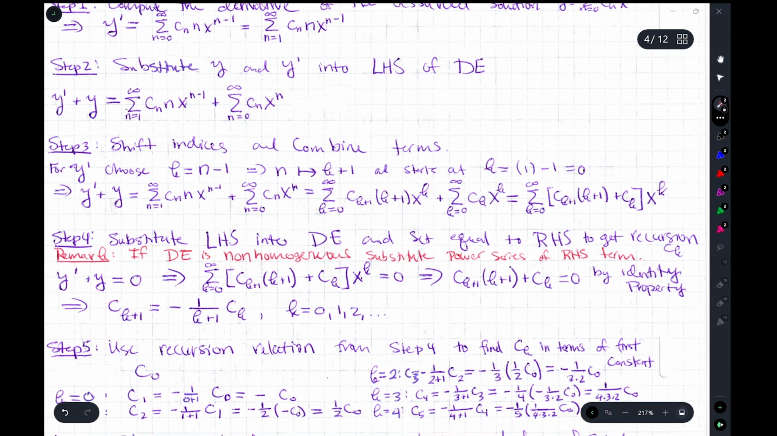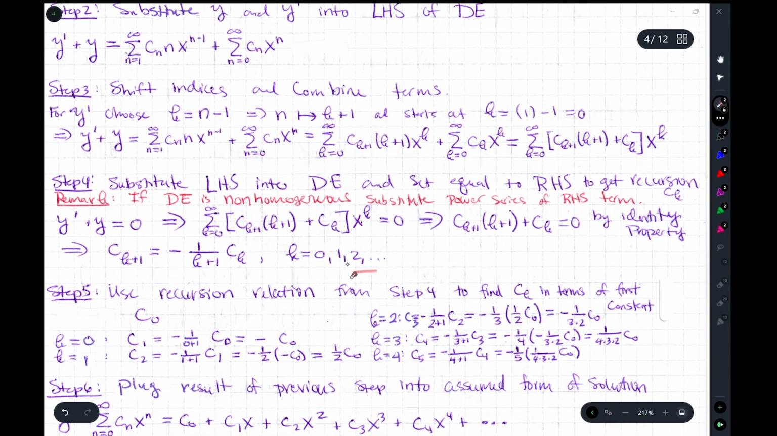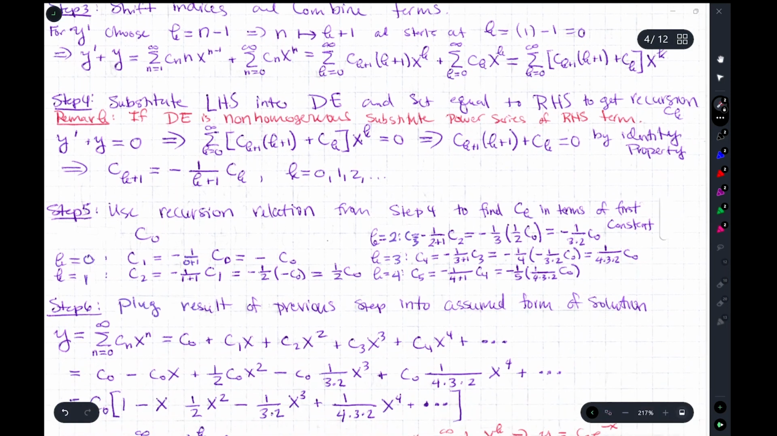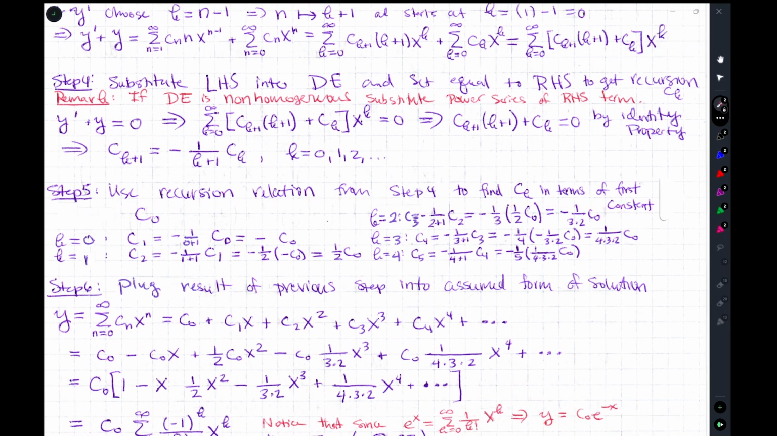And now solve for c_{k+1} in terms of c_k. And this is what's called our recursion relation, or recurrence relation. And we get that k starts at 0. How do we know that? Well, that's where that sum started. And the next step is to obtain these c's in terms of a base constant. So here you just say, okay, I'm going to assume I have c naught. Just take it as a constant.